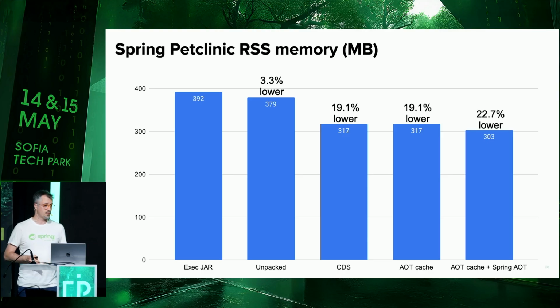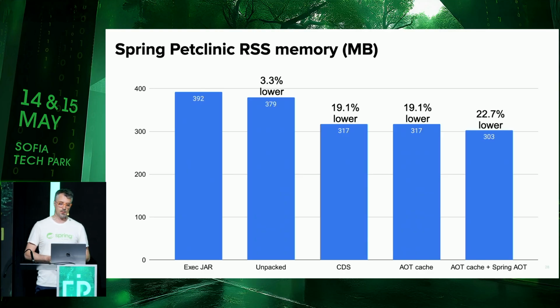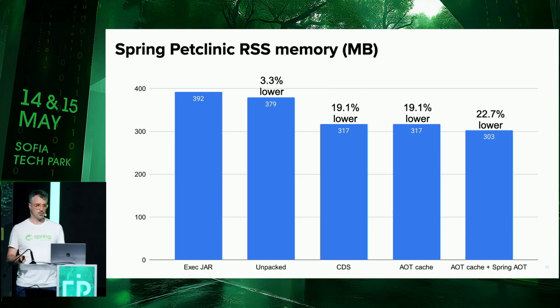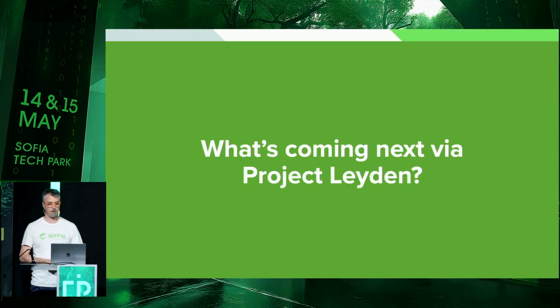In terms of memory consumption, the same. I hope that AOT cache will provide more memory reduction benefits in the future, but right now you can expect the same thing as CDS, 20% reduction after startup and after GC to get things easy to compare. Yeah, hopefully that will provide more benefits in the future. So this is what you can use today in production.